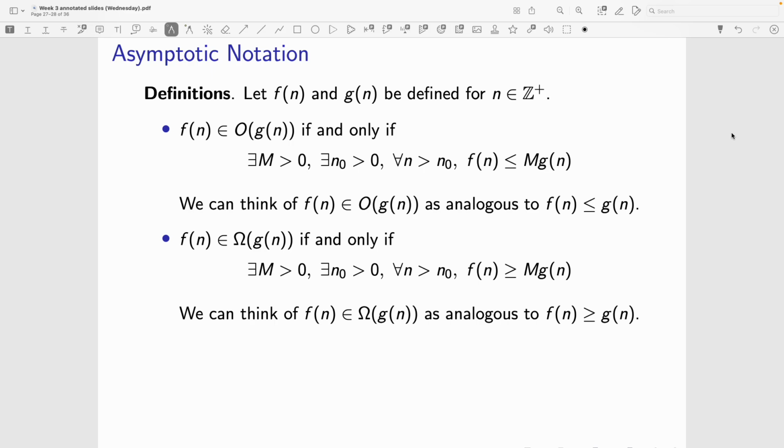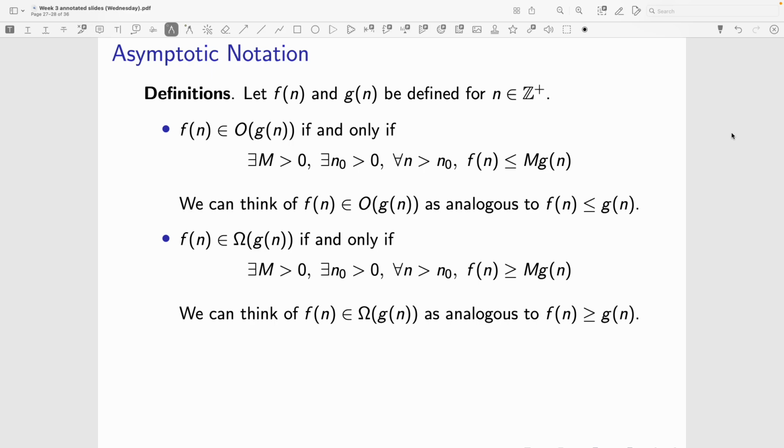f of n is in big O of g of n if and only if there exists an m greater than 0 such that there exists an n naught greater than 0 such that for all n greater than n naught, f of n is less than or equal to m times g of n. Whew, that's a mouthful, isn't it?